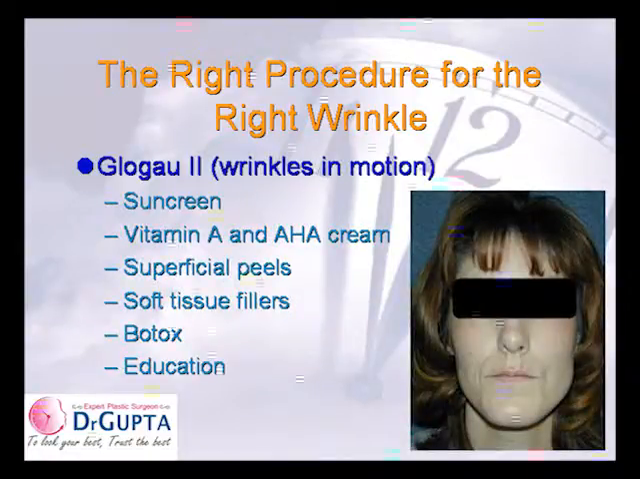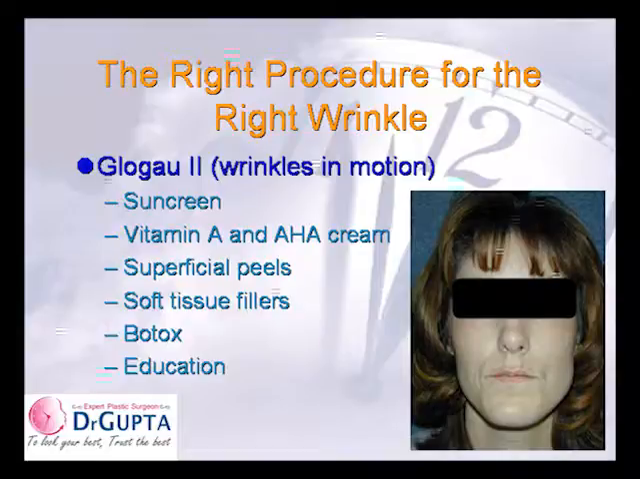When women start to hit their early 30s to their early 40s, they're typically in the Glow-Gal 2 level, which means they have wrinkles in motion. When they animate their face, when they smile, when they raise their eyebrows, when they frown, we start to see lines in their face. And this is also the category at which sunblock is very effective. It's also the category at which Retin-A and its derivatives are very effective when used properly. Alpha hydroxy acid peels, glycolic acid peels are very good at this point.